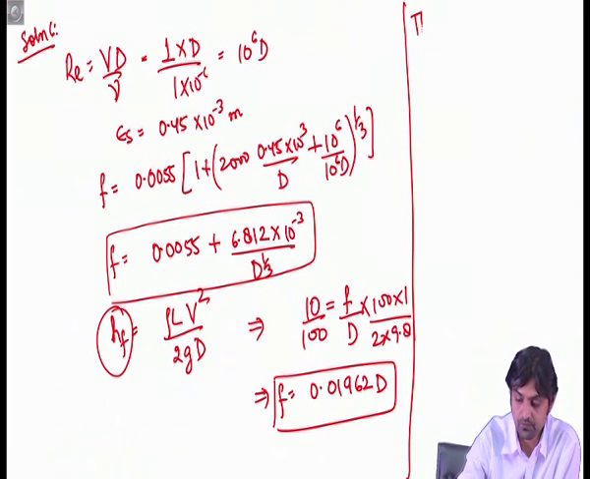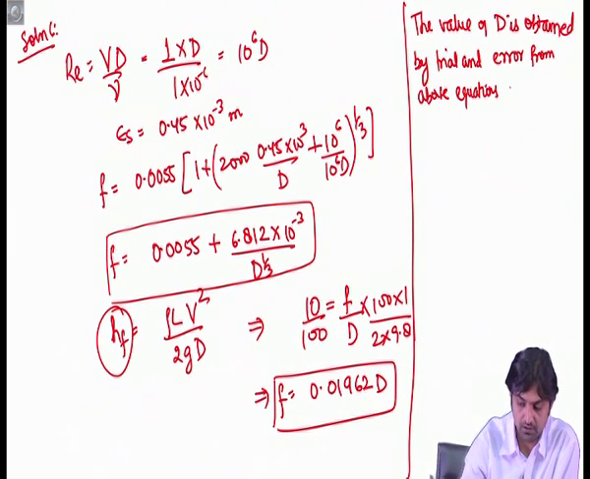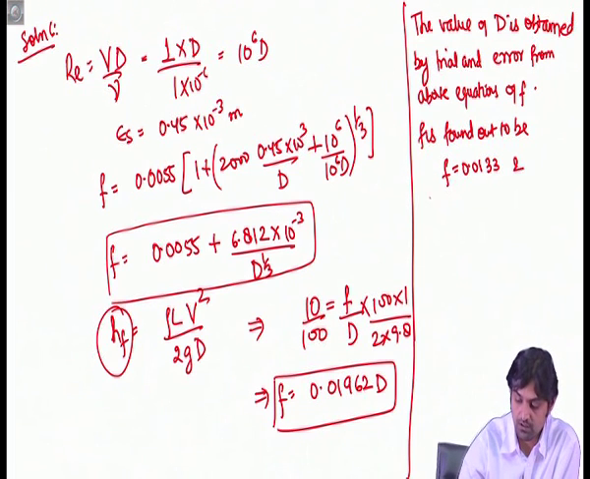So the value of d is obtained by trial and error from the above equations of F. Okay, and F is found out to be 0.0133 and the corresponding d comes out to be 0.678 meters.